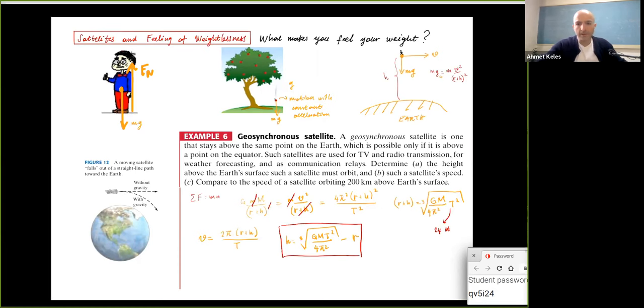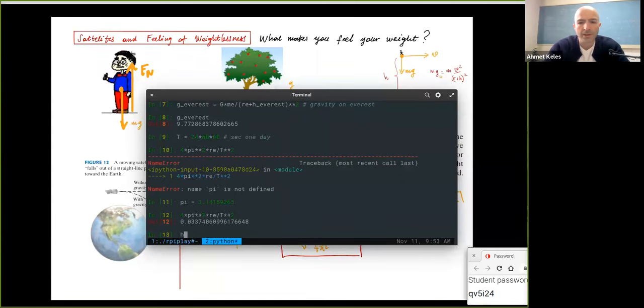Let's calculate this. So H, let's call it H satellite, is equal to the cube root of something. I'll write it like 1/3. And inside this cube root, I have G times the mass of Earth times T squared, divided by 4 pi squared. Right? And let's subtract the radius of Earth from this, like this.